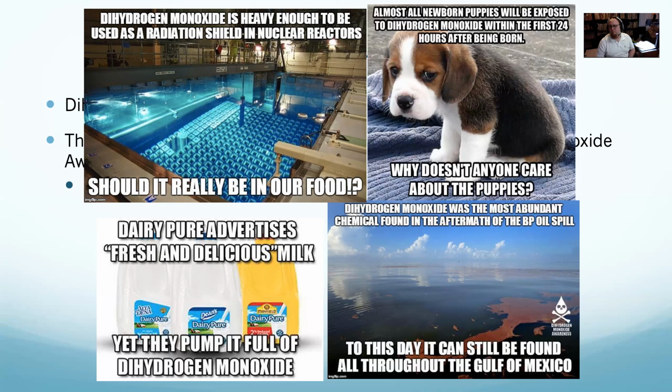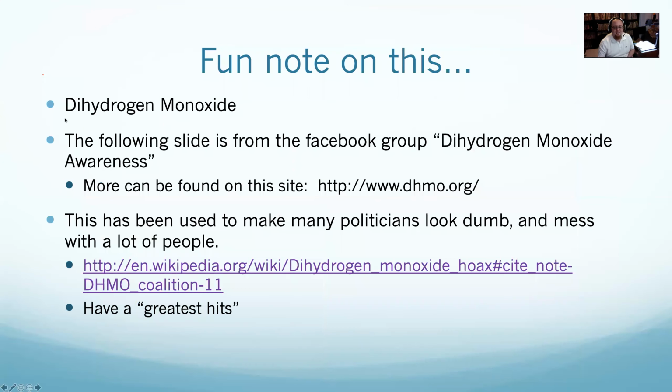Di means 2. Mono is 1. So dihydrogen is H2, monoxide is O1. So dihydrogen monoxide is 2 hydrogens, 1 oxygen. Dihydrogen monoxide is water. Yeah, it's the most abundant chemical in the Gulf of Mexico. It's water. Of course it is. Dihydrogen monoxide, as I said, is just water.